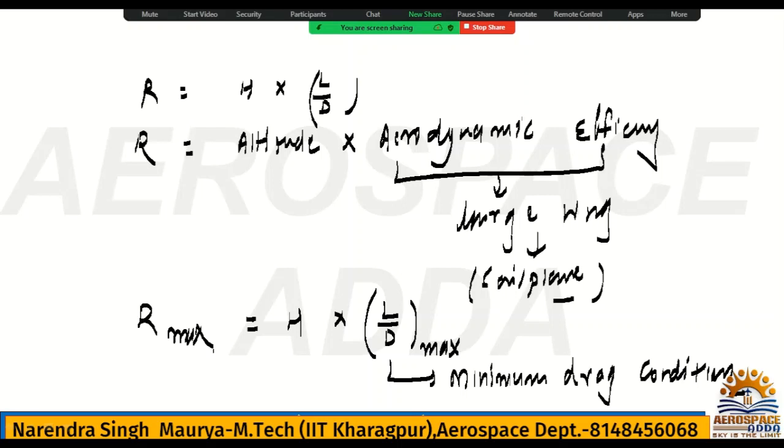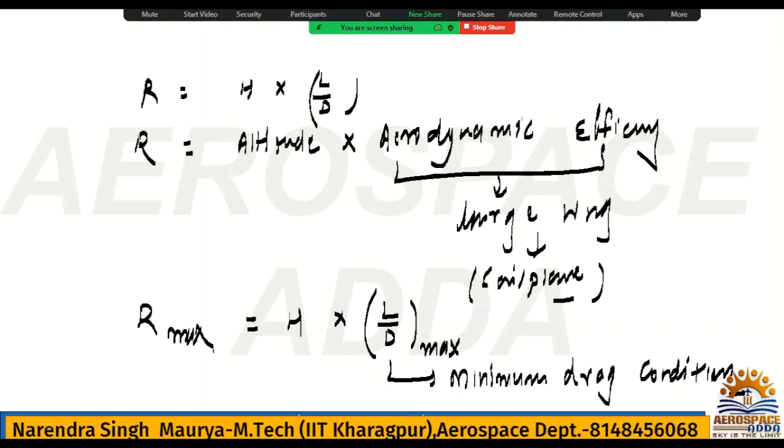When the aircraft engine fails, this is the condition, it becomes a glider, or it will be flying in gliding condition. To cover maximum distance, maximum range, they will have a minimum drag condition, meaning they should fly in this particular way so that they can travel maximum range and land safely at an appropriate place.